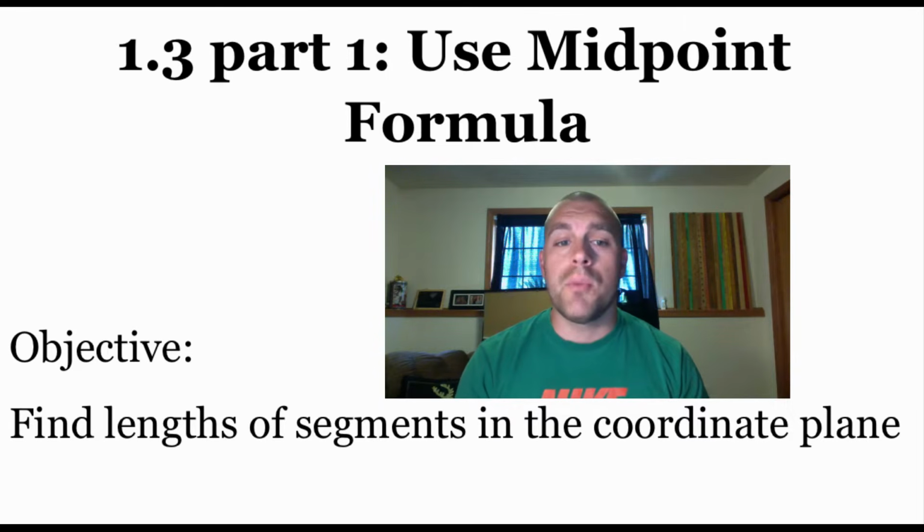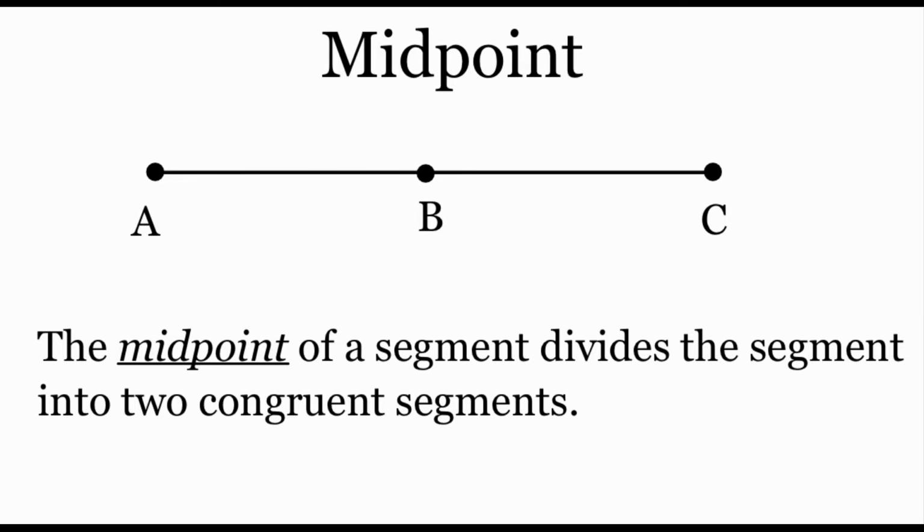We're going to use the midpoint formula to help us find some lengths of segments in the coordinate plane. The word midpoint kind of implies what's happening. A midpoint is a point in the middle of a segment, and it splits the segment in half. We would say that the midpoint of a segment divides that segment into two congruent segments. And remember, the word congruent means exactly the same size.